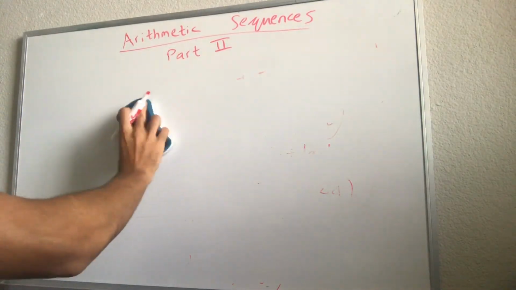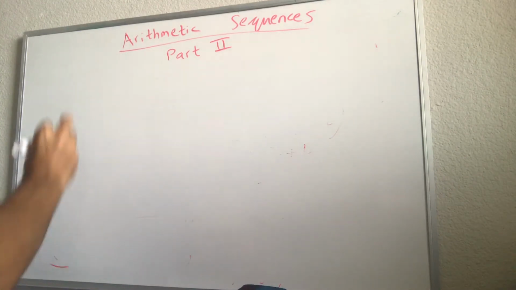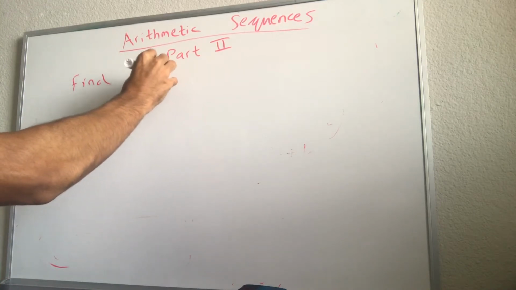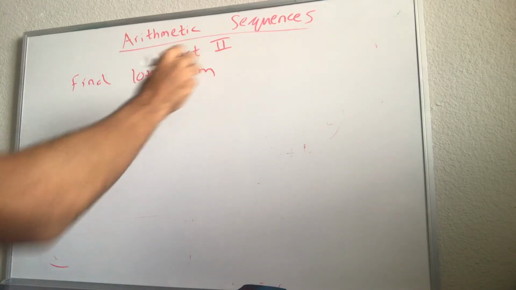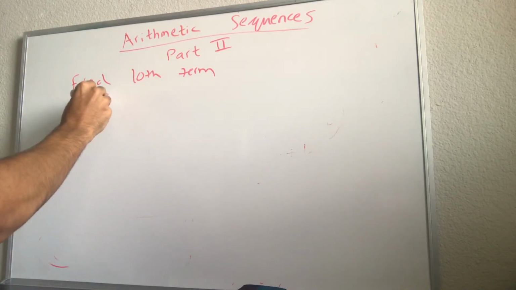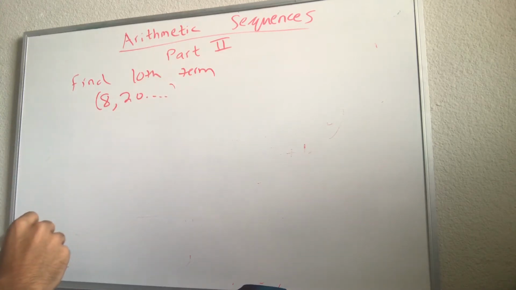Now, this is problem 2 here. Problem 2 states: find the 10th term of an arithmetic sequence that begins with 8 and 20. So really something like that. So we're finding the 10th term for the sequence.